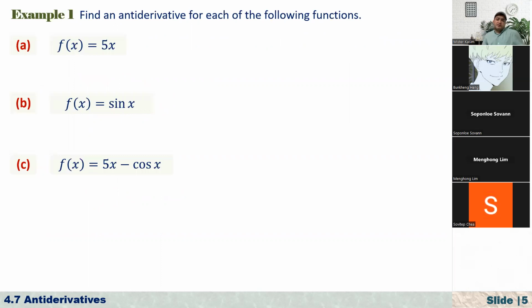Find an antiderivative for each of the following functions. For the first one, for example, let's say the antiderivative is capital F of x, right?